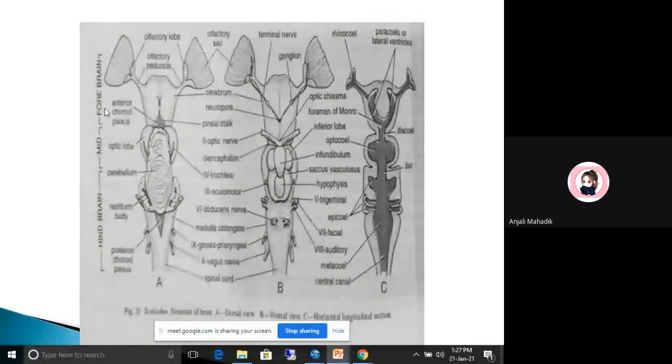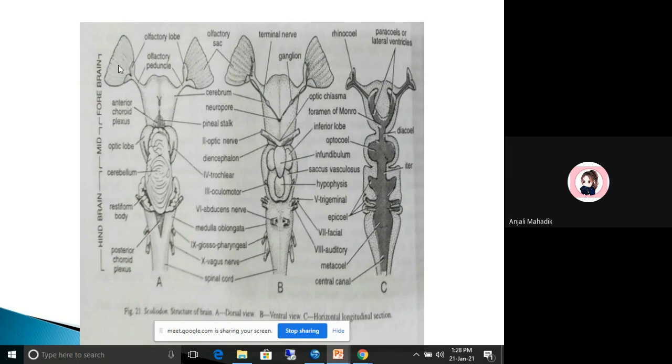So the brain of this fish is divided into forebrain, midbrain, and hindbrain. This part is called the forebrain, which is again divided into the olfactory lobe, olfactory peduncle, then cerebrum and diencephalon, which is also covered by the optic lobes and cerebellum. So the diencephalon is not seen in this diagram. The first part is the olfactory lobe. It is also called rhinencephalon.